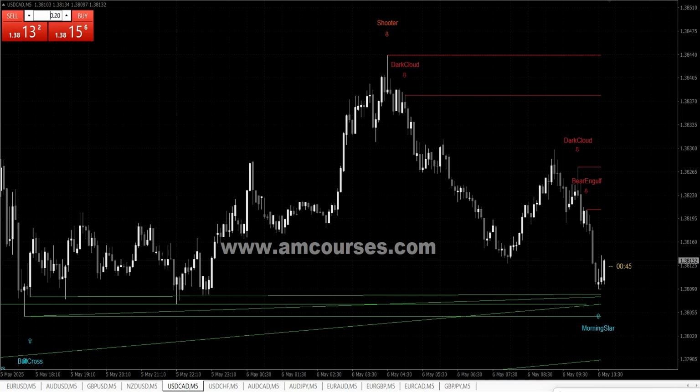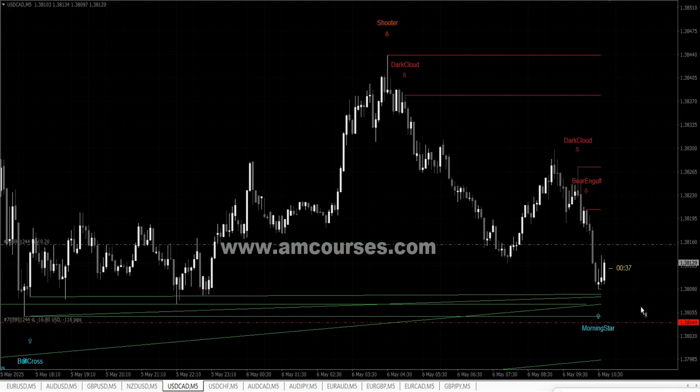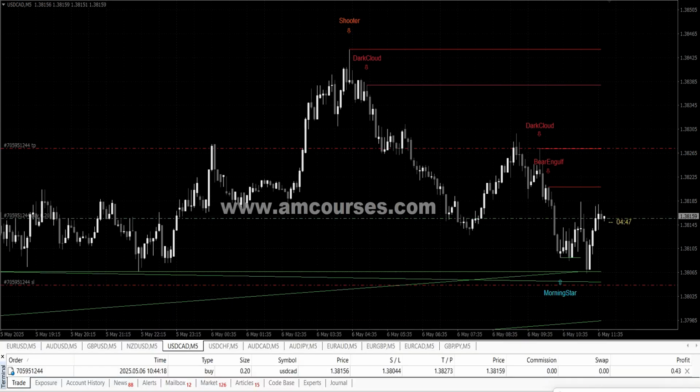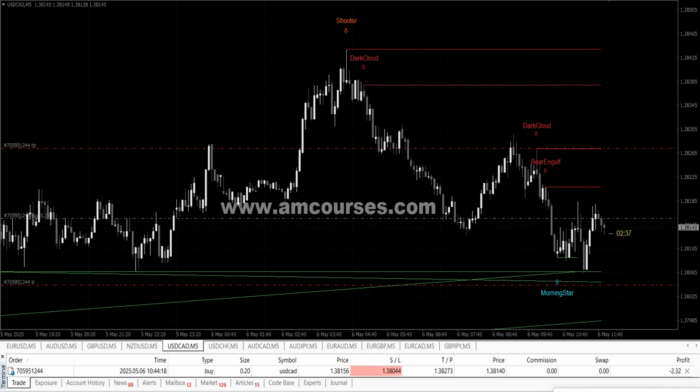For a buy trade, wait for price to reach or bounce from a support level, then check if a bullish candlestick pattern appears, like bull engulfing or hammer. If yes, place a buy trade. Stop loss just below the previous low, take profit at the next resistance level. It's a simple and rule-based strategy that helps remove guesswork from your trading.